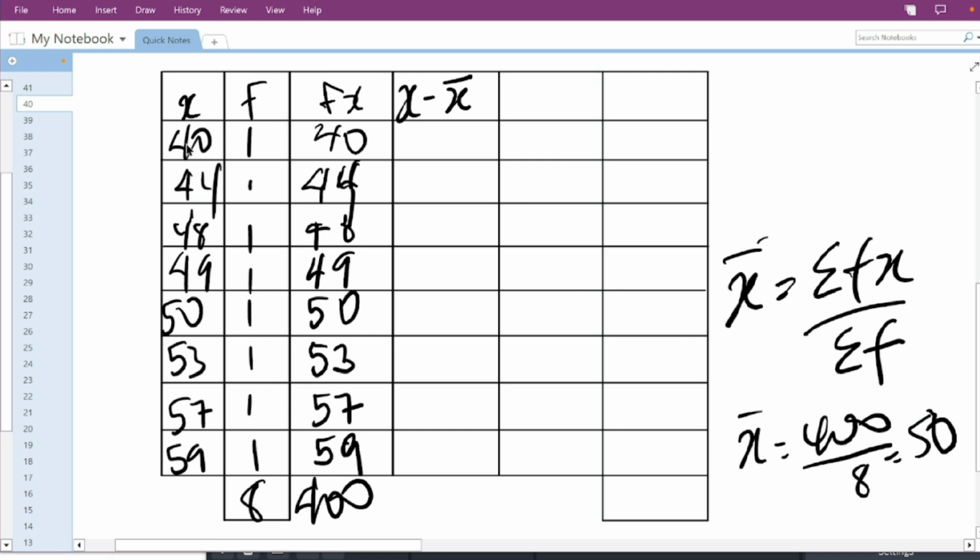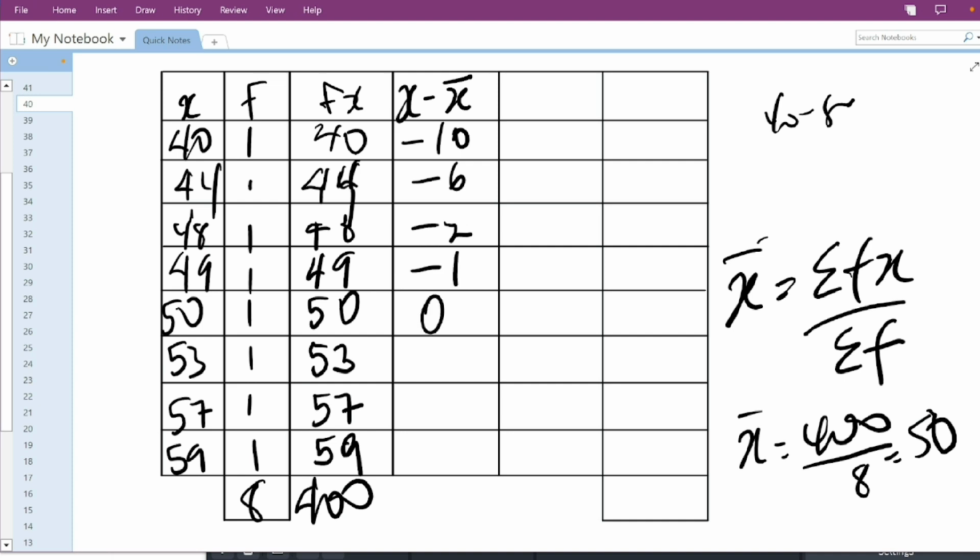40 minus 50 gives minus 10. 44 minus 50 gives minus 6. 48 minus 50 gives minus 2. 49 minus 50 gives minus 1. 50 minus 50 gives 0. 53 minus 50 gives 3. 57 minus 50 gives 7. And 59 minus 50 gives 9.